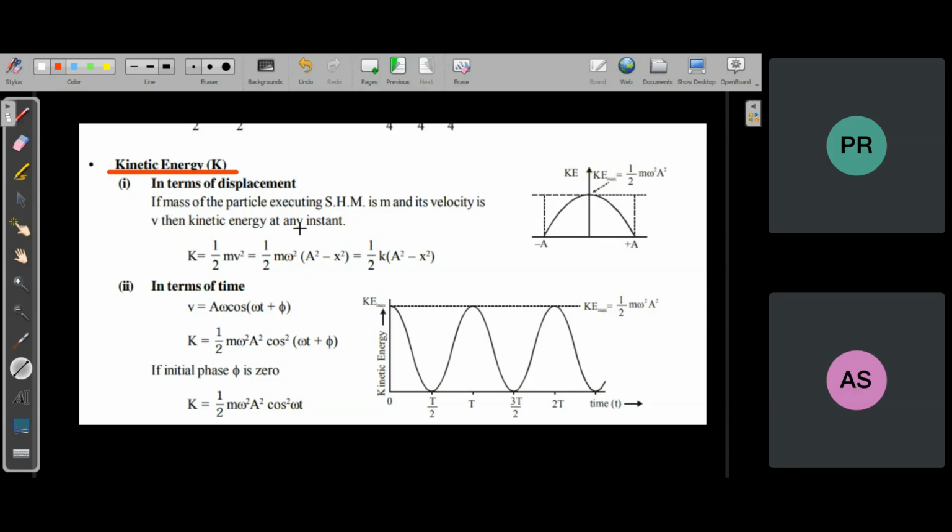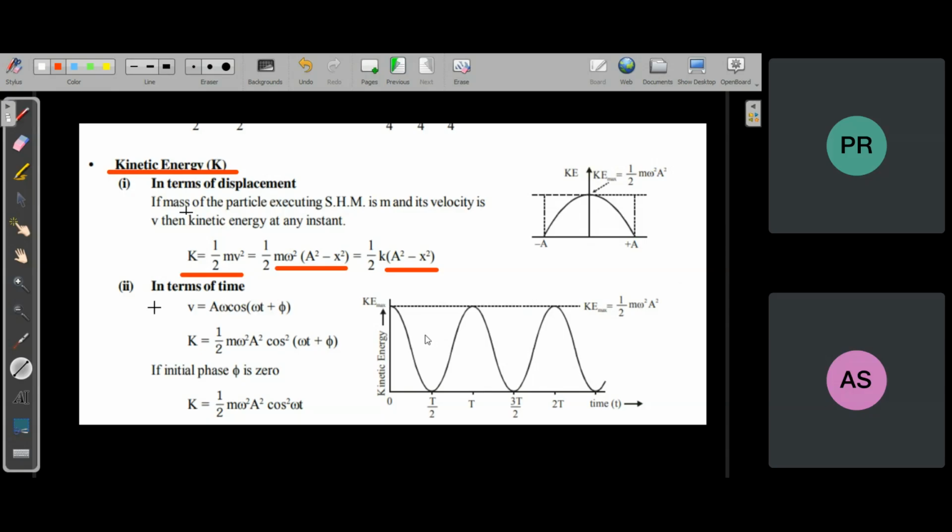So when the particle is doing SHM, you saw that potential energy is a function of displacement. Similarly, kinetic energy is also a function of displacement because velocity keeps on changing. Why does velocity keep on changing? Because of the restoring force, because there is acceleration. How to find kinetic energy? Simply half mv square, and you already know the equation of v. Substitute and you got the equation.